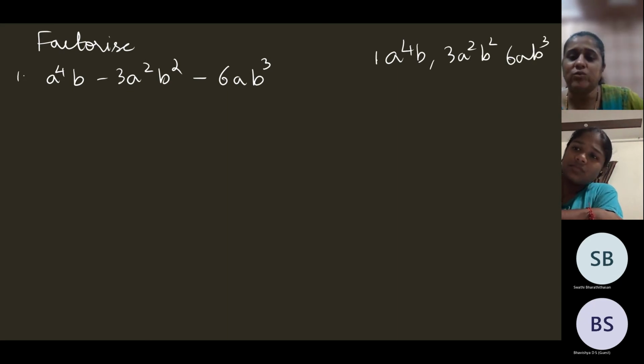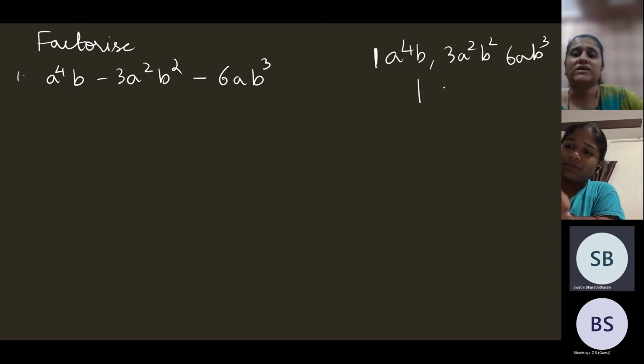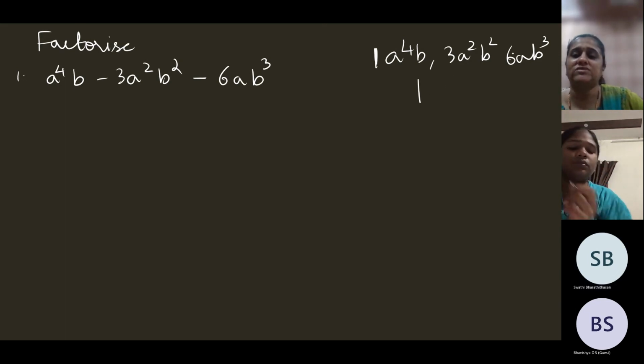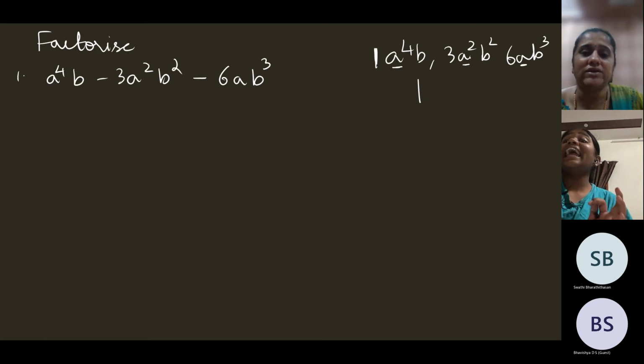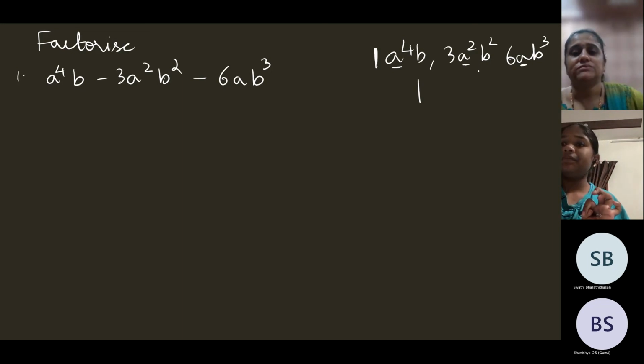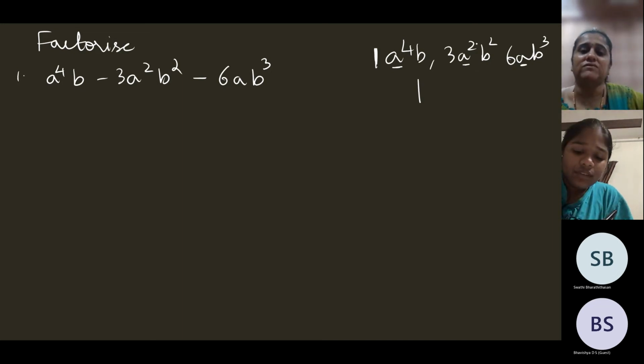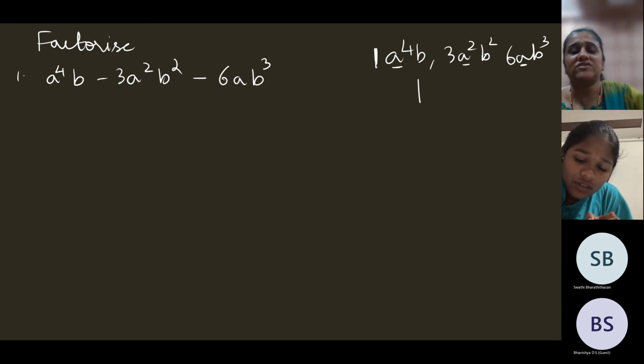Okay. Now, this is like 1. What is the HCF of 1, 3, and 6? The HCF of 1, 3, and 6, it's 1. The highest common factor of 1, 3, and 6 is 1. The HCF of a to the power 4, a square, and a. HCF is always the least power. LCM is the highest power. LCM will be the highest power. HCF is the least power.